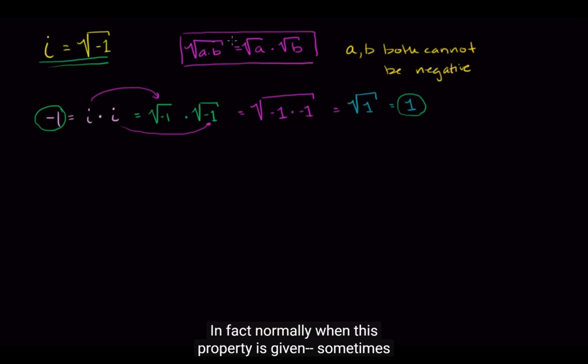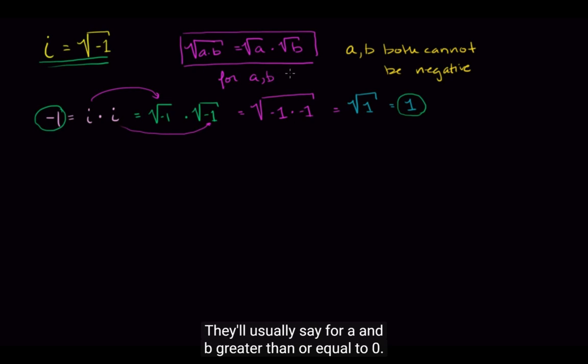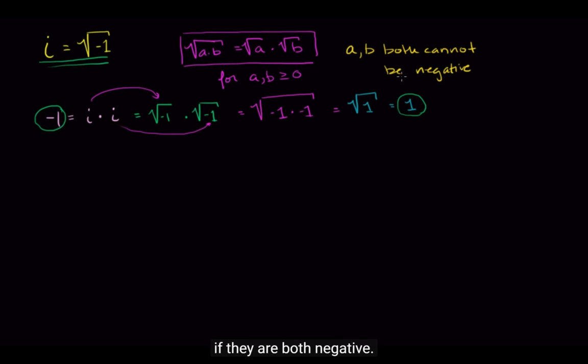In fact, normally when this property is given, sometimes it's given a little bit in the footnotes, or you might not even notice it because it's not relevant when you're learning it the first time, but they'll usually give a little bit of a constraint there. They'll usually say for a and b greater than or equal to 0. So that's where they list this property. This is true for a and b greater than or equal to 0. And in particular, it's false if they are both negative.